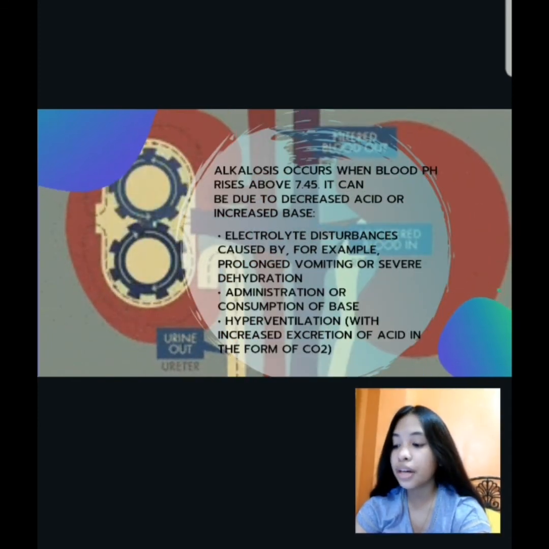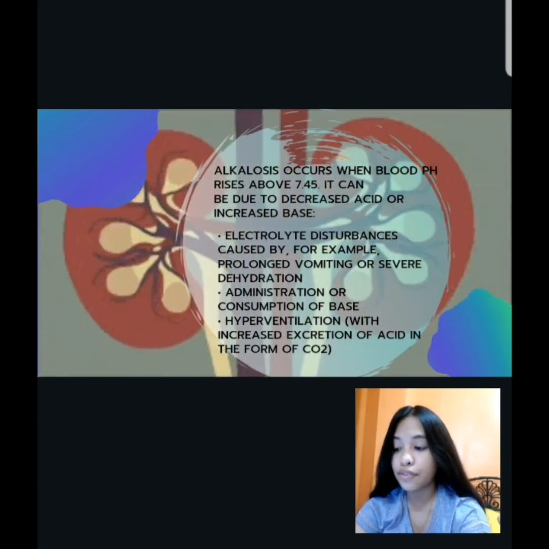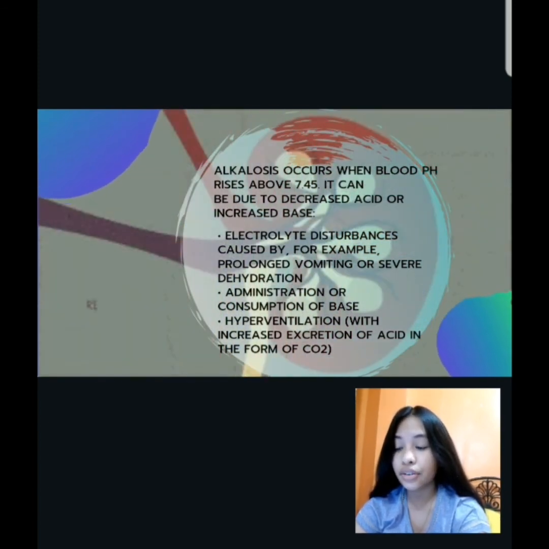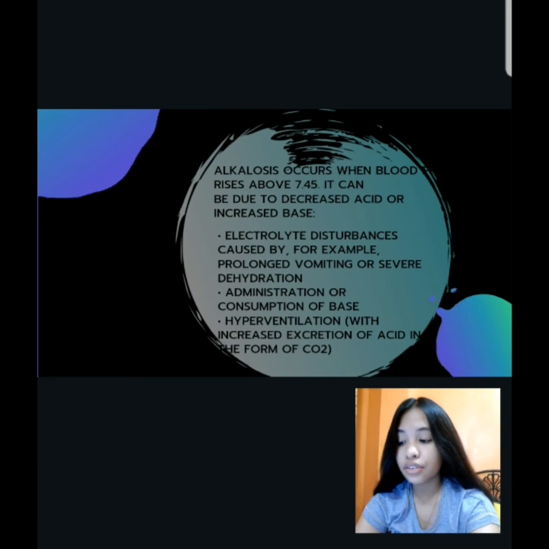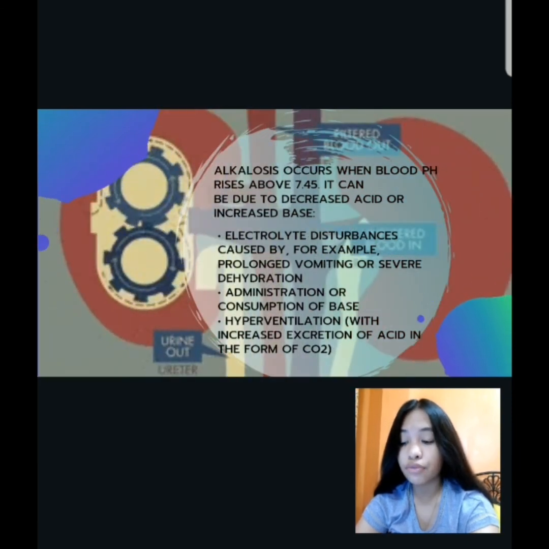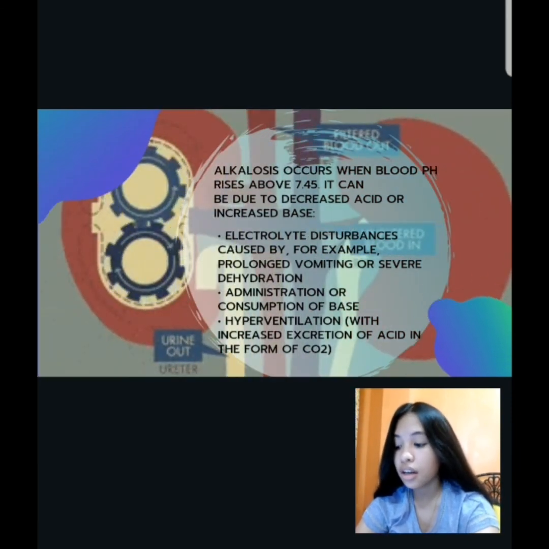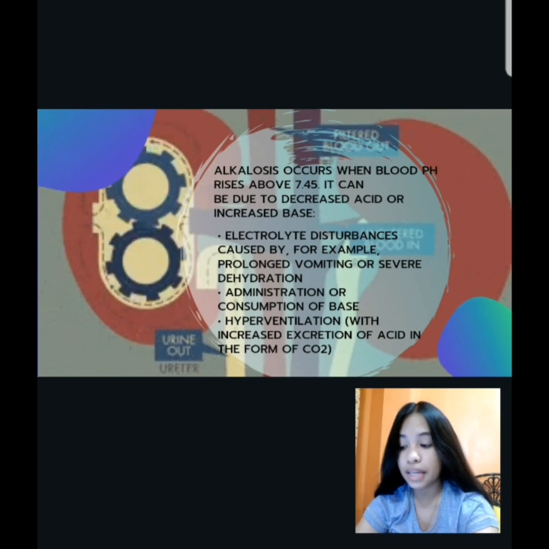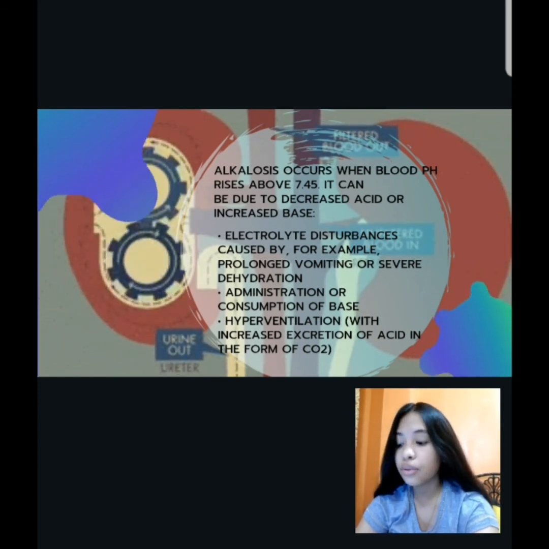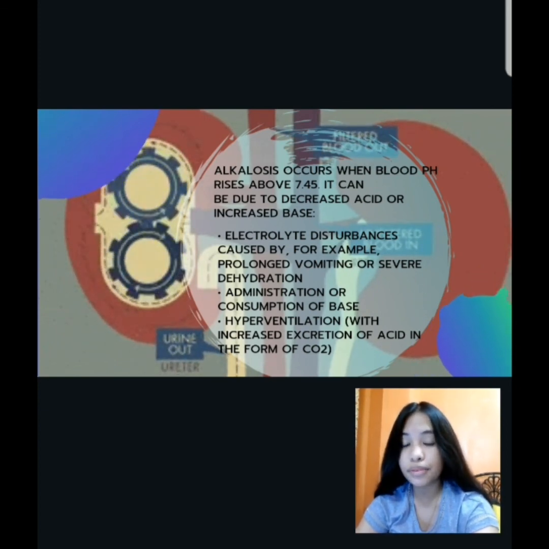Alkalosis occurs when blood pH rises above 7.45. It can be due to decreased acid or increased base. Causes include electrolyte disturbances caused by, for example, prolonged vomiting or severe dehydration, administration or consumption of base, and hyperventilation with increased excretion of acid in the form of CO2.